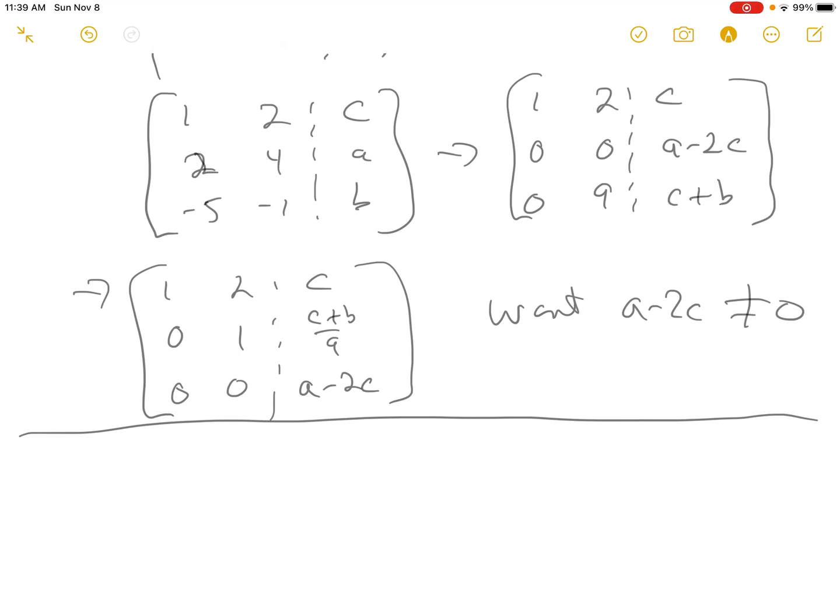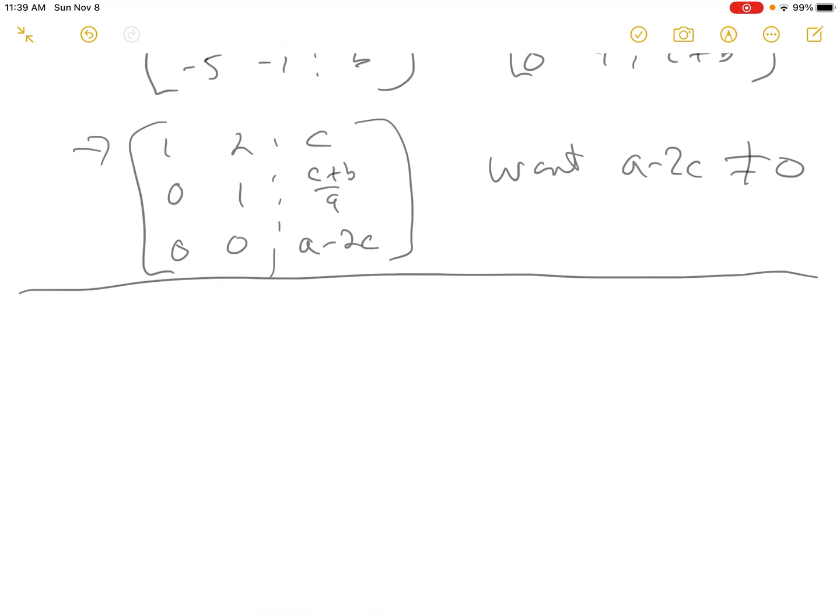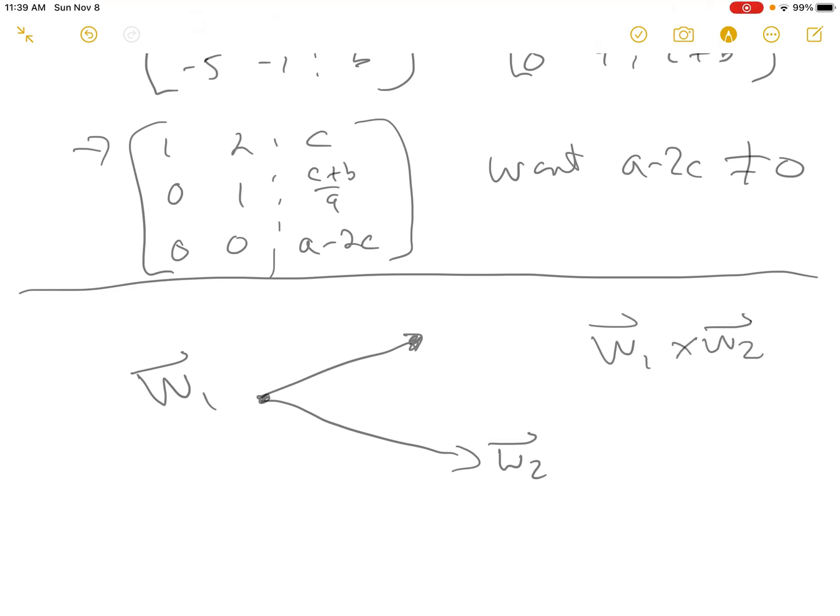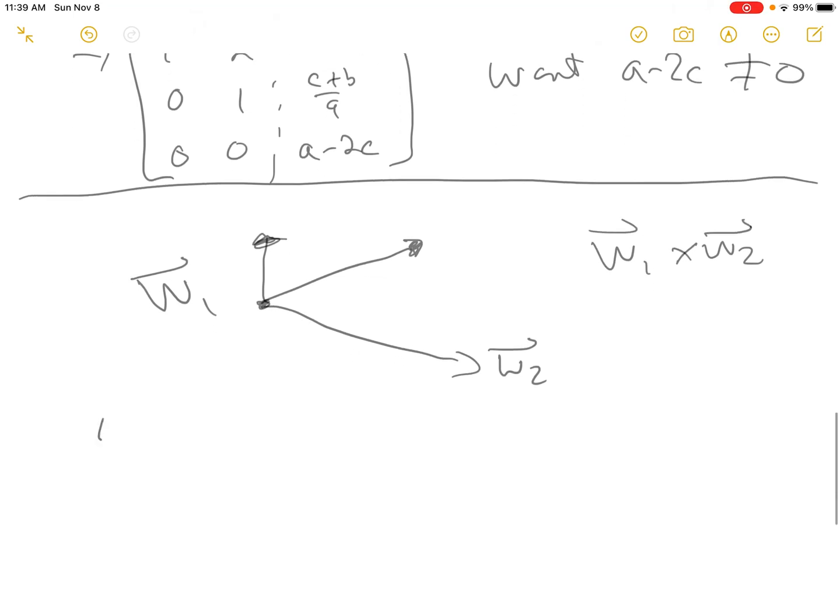I'm teaching Calc 3 right now, so if we want to think about the Calc 3 way, if you take vector W1 and vector W2 and you take their cross product, you get a vector that's definitely not on the plane, so it's in R3 and it's not in W. Cool. So that's two ways to do it.